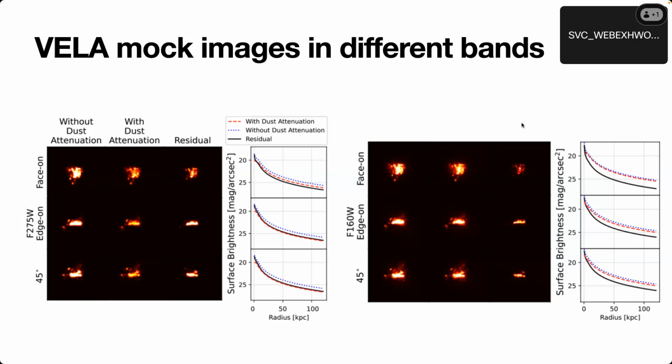And if you look at this residual, the residual is the difference between the case without dust and with dust, and so it tells you how much light is being attenuated. And all of it peaks in the center, all right? And so what I want to know is whether this is representative of real life galaxies. And so if I can know that, that would be great.